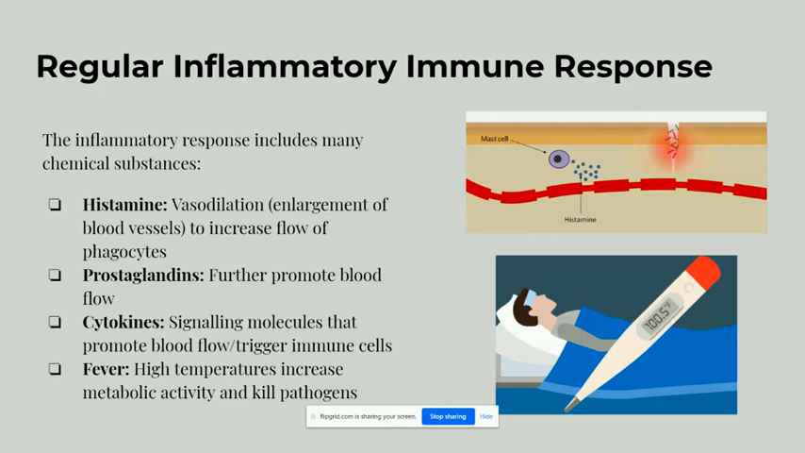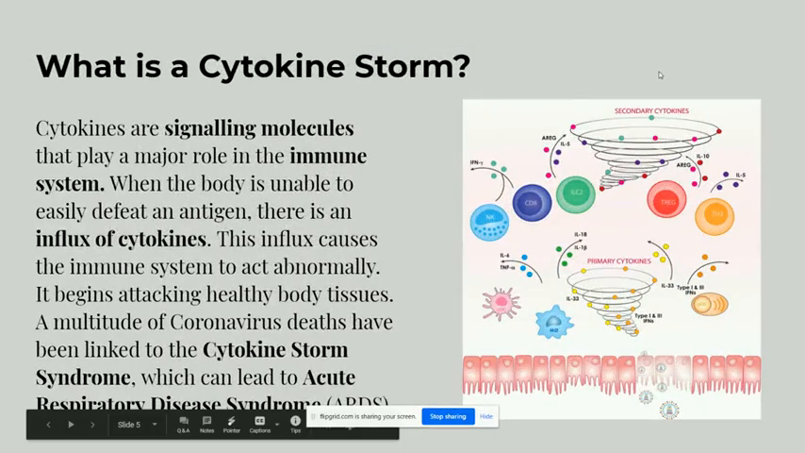Prostaglandins and cytokines promote blood flow, and cytokines also trigger more immune cells. And a fever is also a part of the inflammatory response because it increases metabolic activity, hence killing pathogens. You've probably heard that many COVID-19 patients have had high fevers. This is just a part of the inflammatory immune response. So what's a cytokine storm?